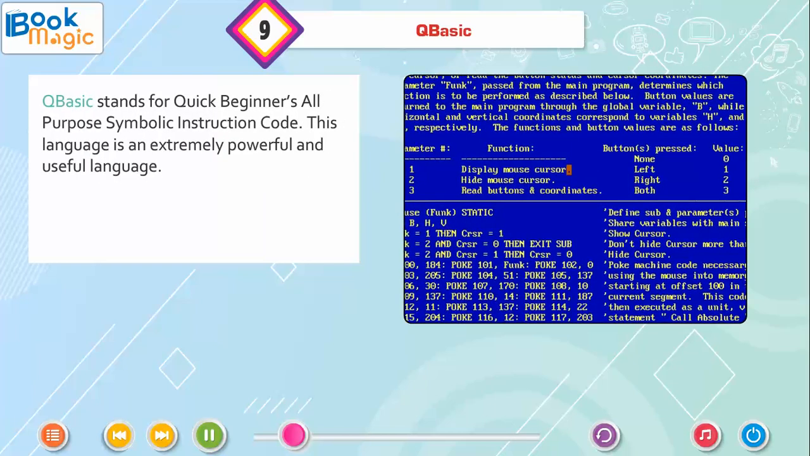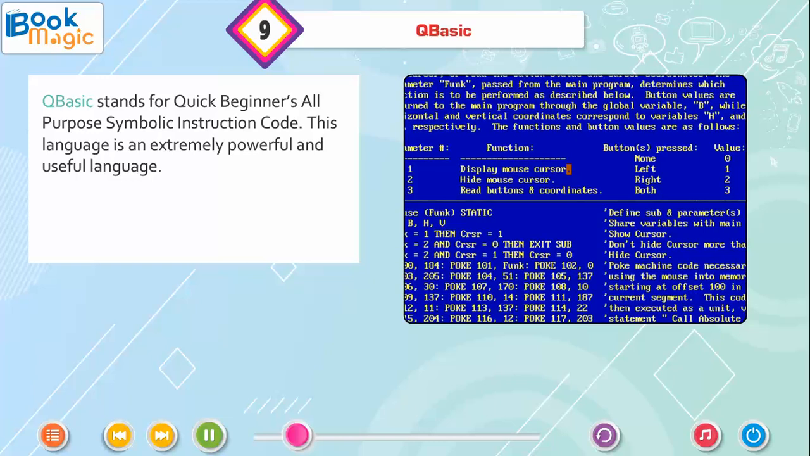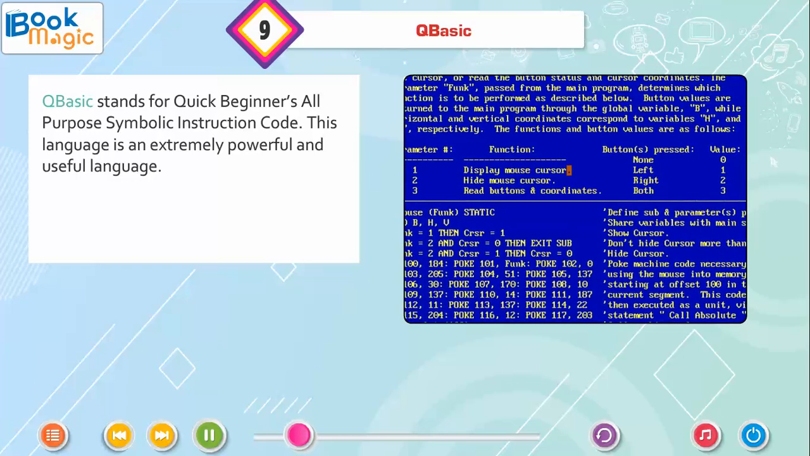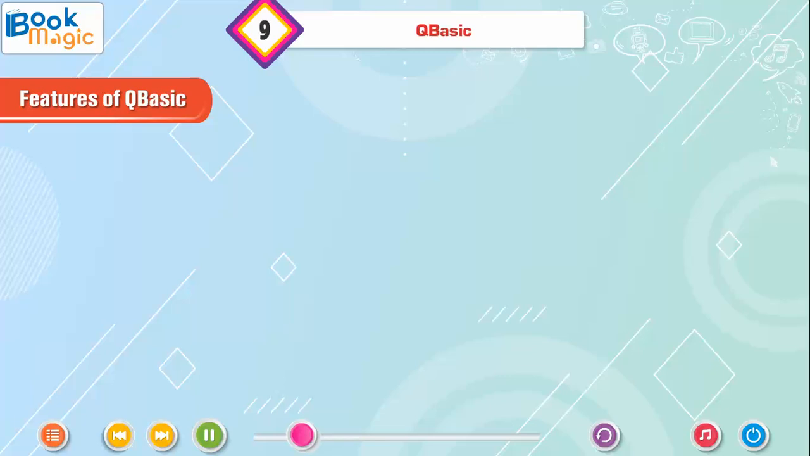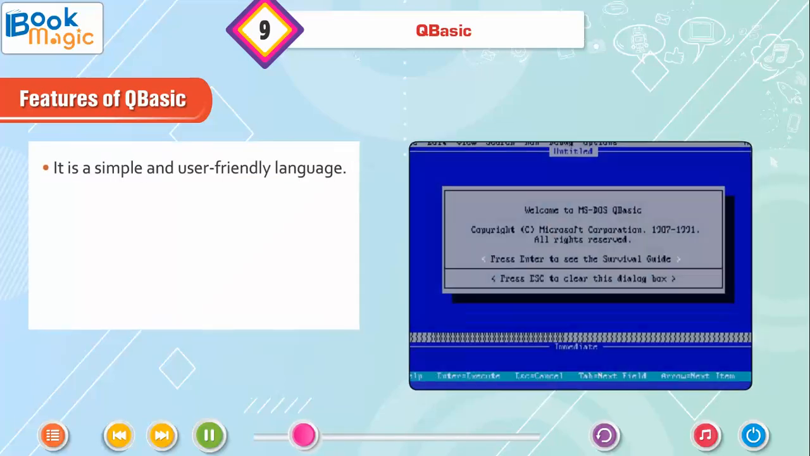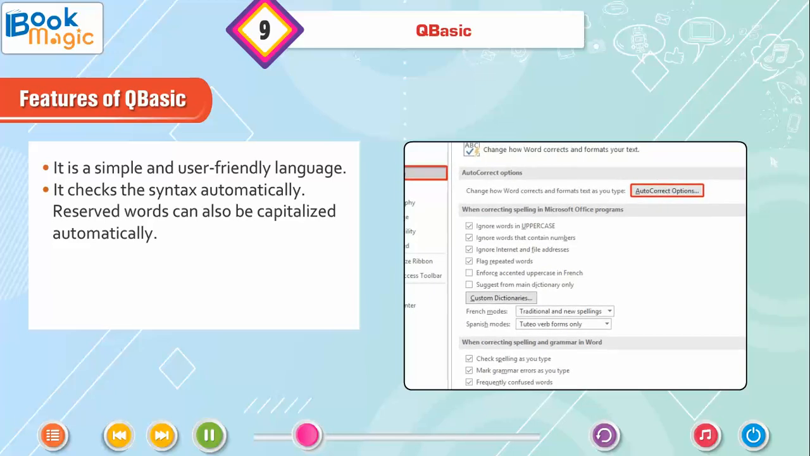QBasic stands for Quick Beginner's All-Purpose Symbolic Instruction Code. This language is an extremely powerful and useful language. Features of QBasic. It is a simple and user-friendly language. It checks the syntax automatically.